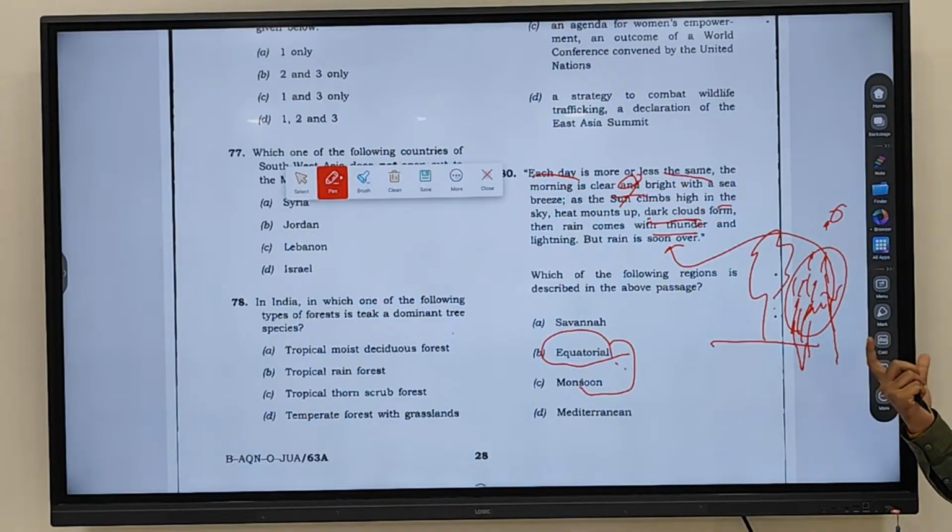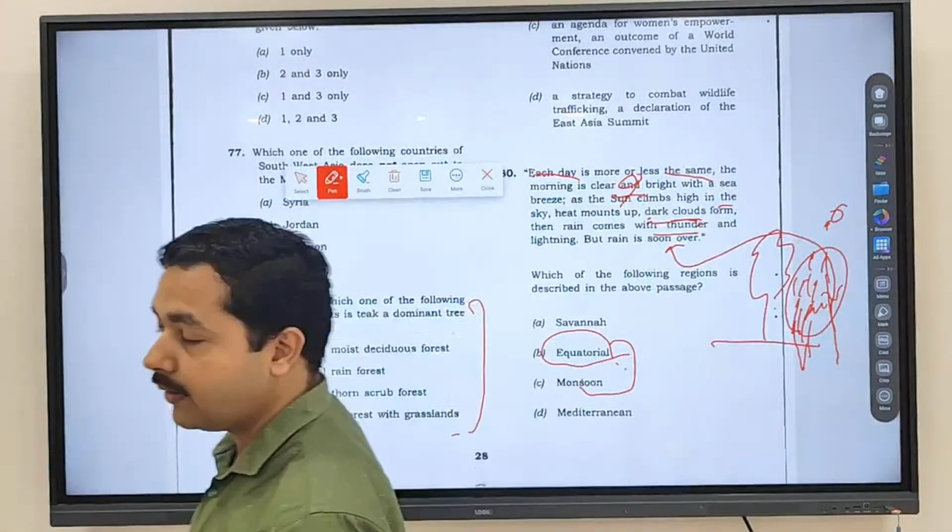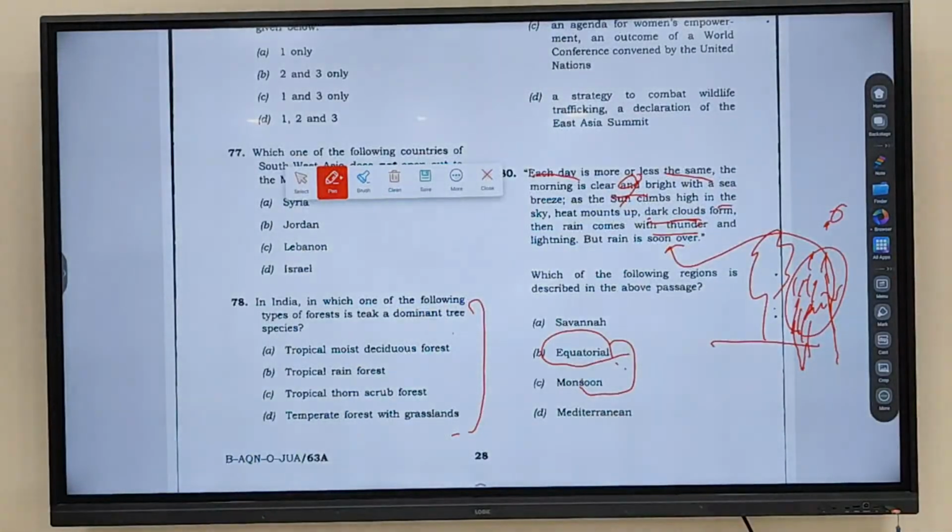If the question says rain is happening, each day rain is expected, where do you see it? In the equatorial rainforest region only, because in no other climatic condition will you see rainfall throughout the year. So if the question says rain is happening every day, almost every month, then it is the equatorial type of climatic condition. Can you answer this one? The concept, but it is not raining, it is soon over. So I thought equatorial region.